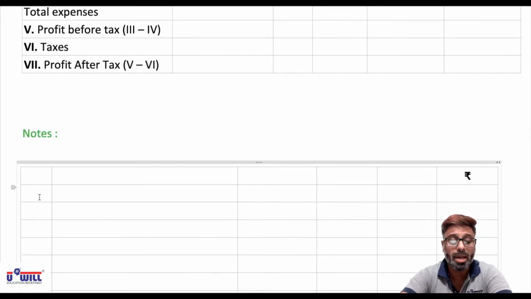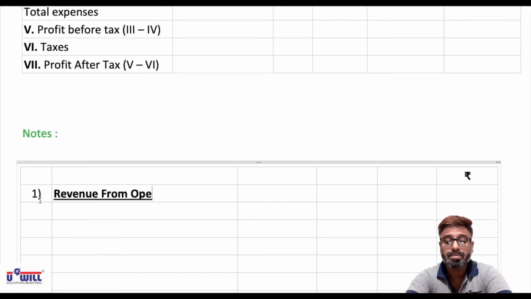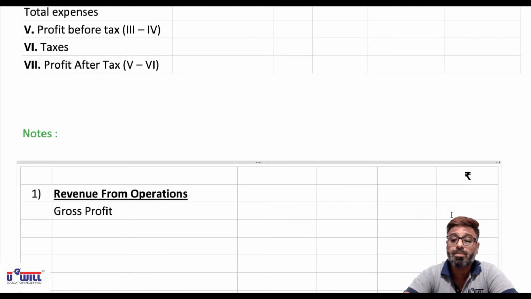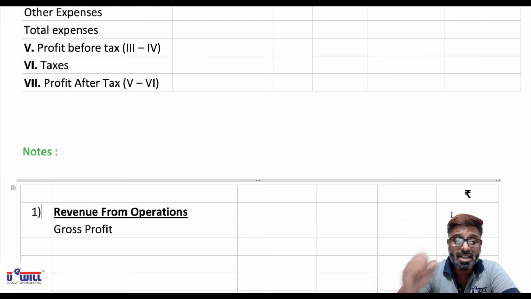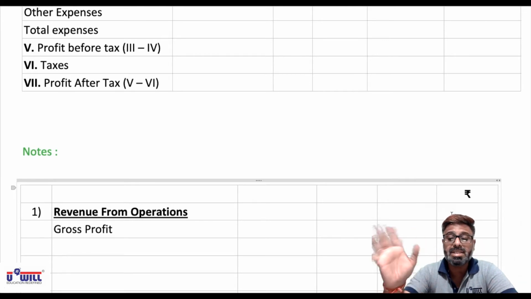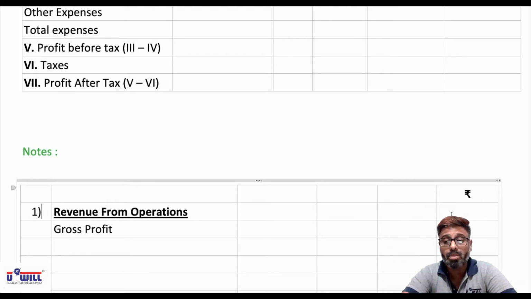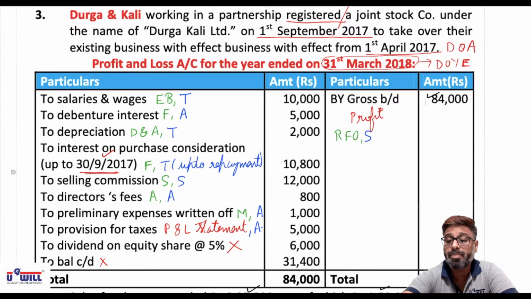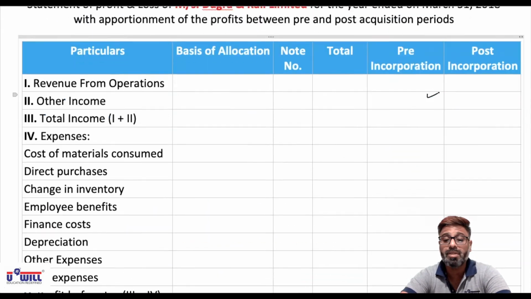So note number 1, revenue from operations. Revenue from operations will include only one item, that is gross profit. As I told you, we will make the columns of total, basis, pre and post only for finance cost and other expenses, if there are more than 2 bases. Otherwise, directly we will write in the total column only. Gross profit is given as 84,000. So directly in the last column, for gross profit, we will write 84,000.